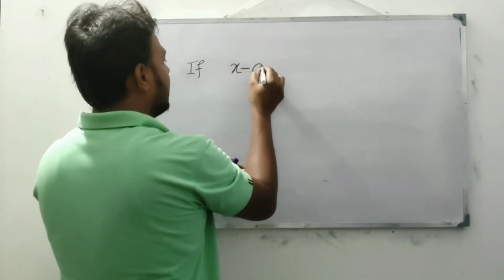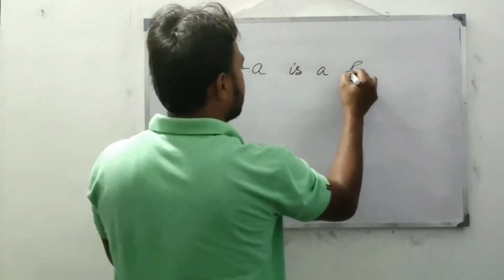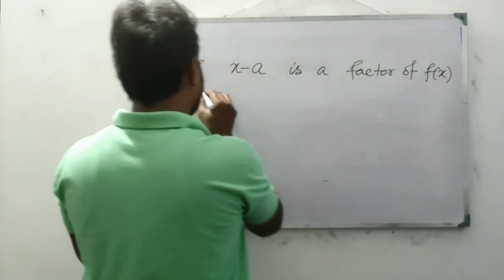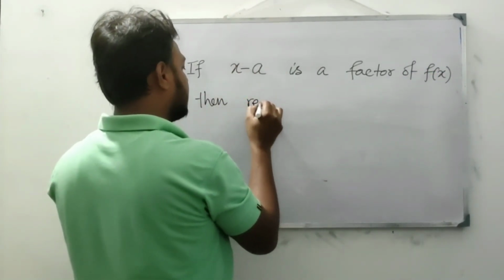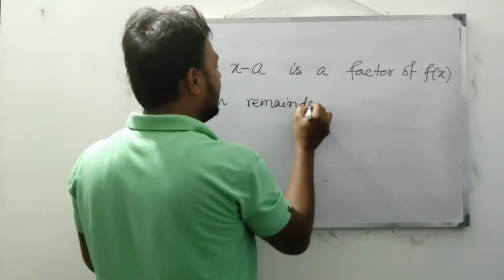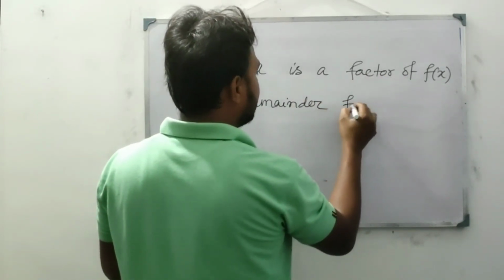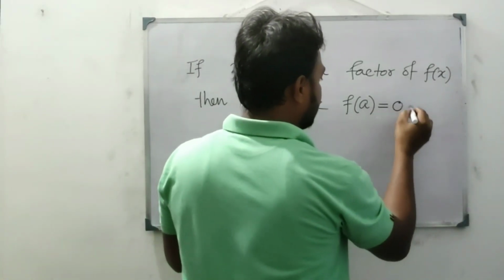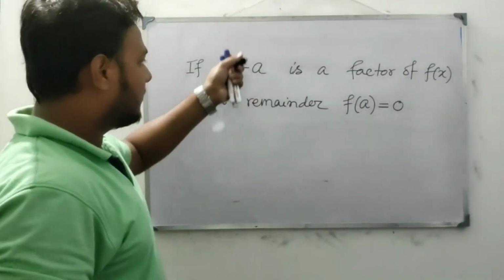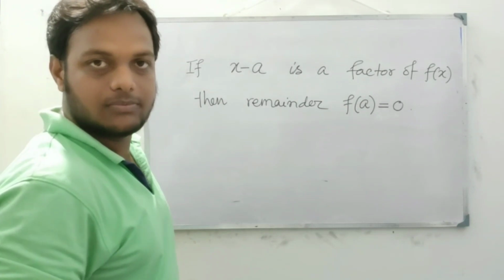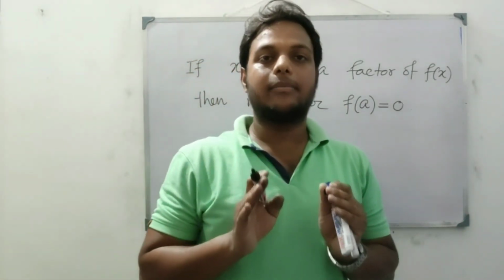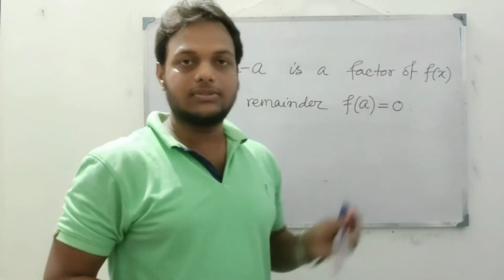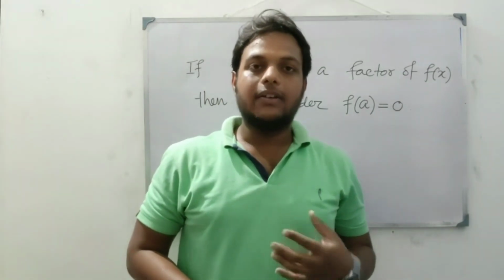x minus a is a factor of f(x), that polynomial, then remainder must be 0. What is the remainder? If f(x) is divided by x minus a, remainder must be f(a), just as I taught you, and this value must be 0. Okay, and same for others too. Factor means always remainder must be 0. Clear? So this completes the theory part of this chapter, and in my next video I will discuss some examples.